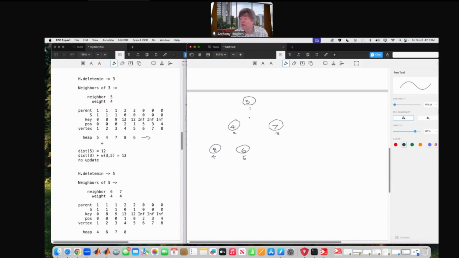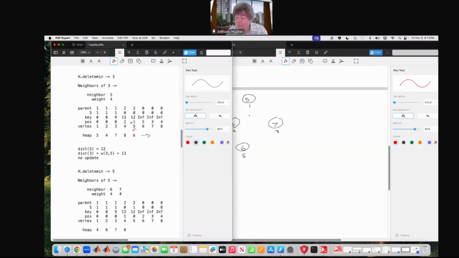So the heap, this is a binary heap, and we've got the positions. Let's come with the red. I'm going to write down what the key is. So position 1 has node 5. So let's go to node 5. Here it is. And 5 has key 12.